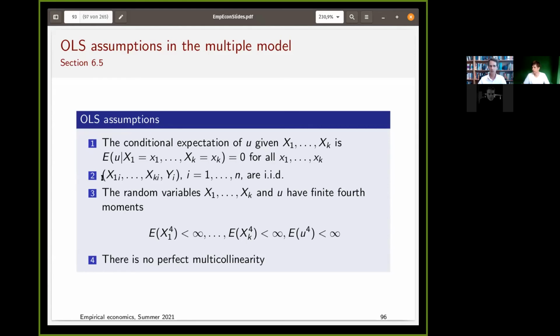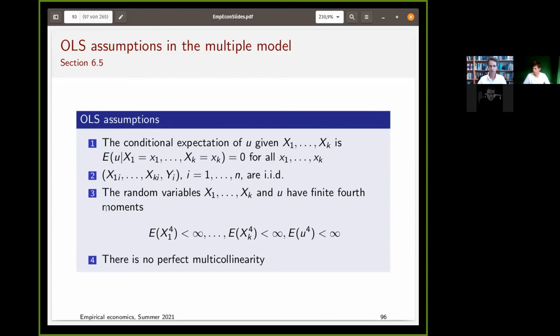The second assumption is almost the same as before. It tells us that the observations for all individuals or firms or whatever units we have are identically and independently distributed. That's really the same as before. The only difference is that we do not only have a single xi here, but we have x1i up to xki.